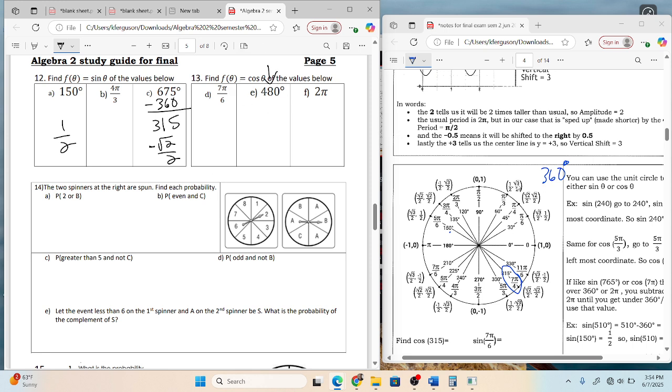All right, so the next one we're doing cosine. Cosine is the first value. So 7 pi over 6. Look for 7 pi over 6. It's right here. And I'm going for the first value. So that's negative square root of 3 over 2.